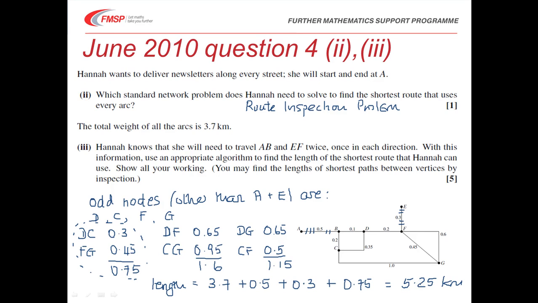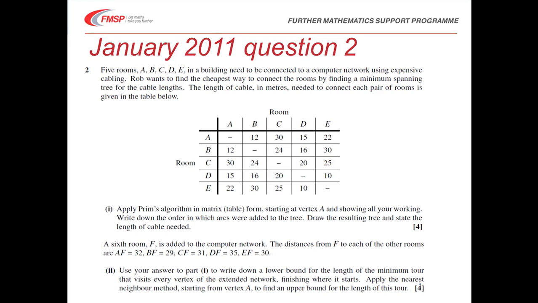So that question has covered Dijkstra's and the route inspection problem. We're just going to have a look at another question now. Again, quite a lengthy question. We've got 5 rooms, A, B, C, D and E, connected to a computer network using expensive cabling. So the minute we see that it's expensive, we know we want to try and minimize the cost, keep it as short as possible. So Rob wants to find the cheapest way to connect the rooms by finding a minimum spanning tree for the cable lengths.